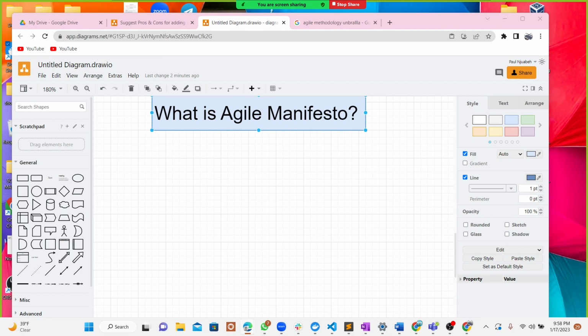So if someone asks what the Agile Manifesto is, you will say the Agile Manifesto is a set of guiding values and principles for agile software development, first articulated in 2001 by these industrial experts. It is a set of guiding values and principles that has been adopted by the software development industry.